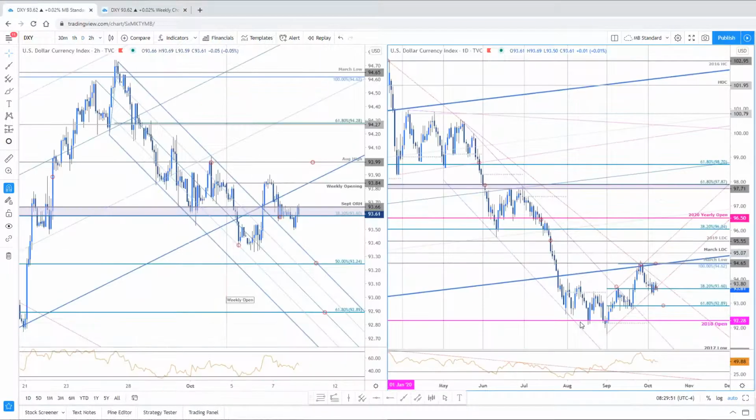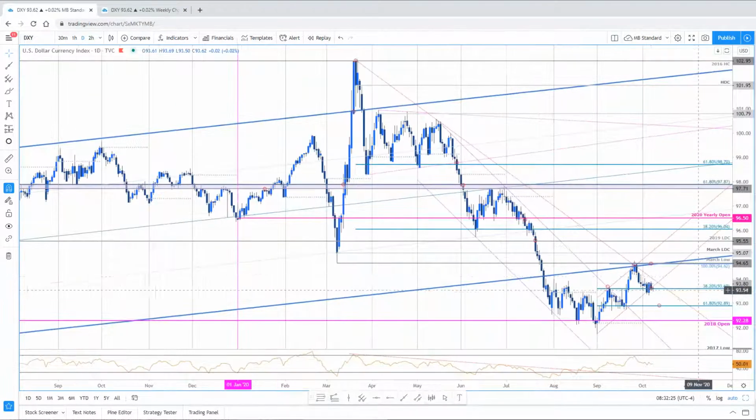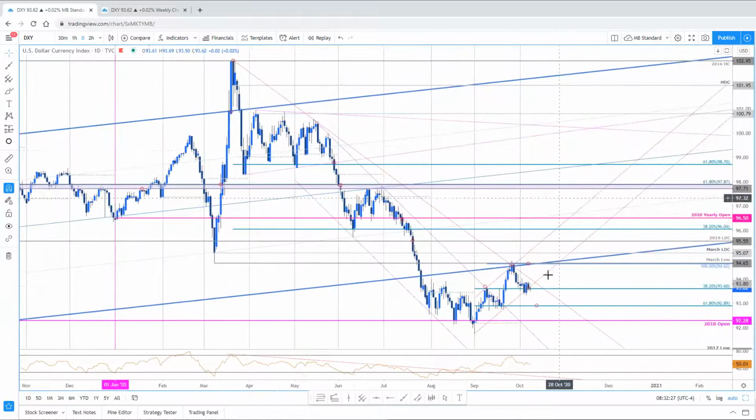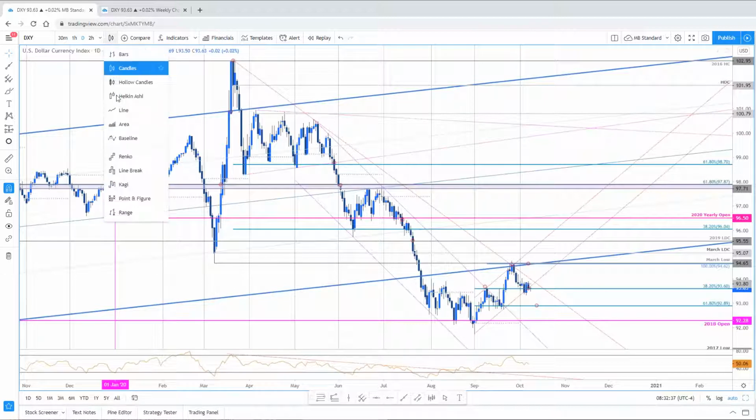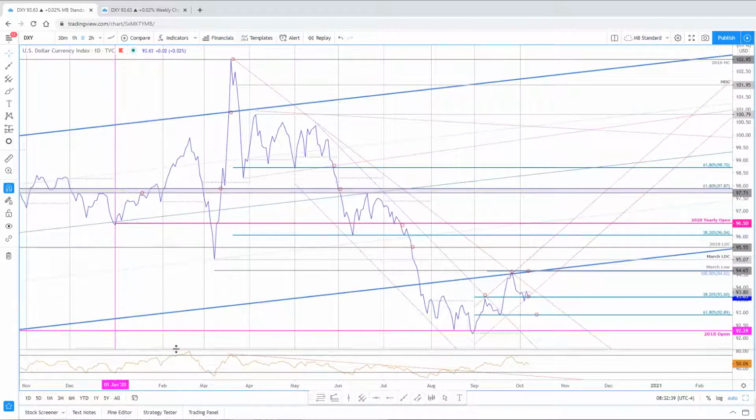Here's DXY on the daily. We're trading into this pivotal support we have been all week. It's a basic 38.2 of the advance. You have slope support there as well. And we've been looking for some sort of support bounce here all week. Look at this on a closed basis.